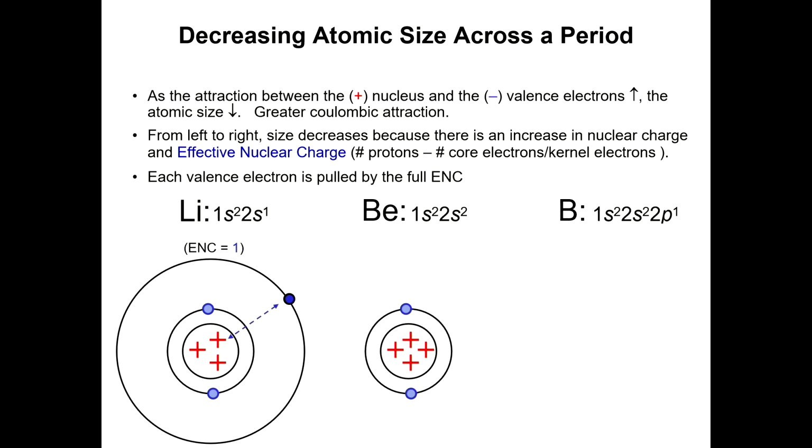Okay. So from here you can see the effective nuclear charge (ENC) number of the valence electrons for this one is 1, right? Yeah, because the proton number 3 minus 2, so it's 1. Okay. So in this case, we also can see this case.